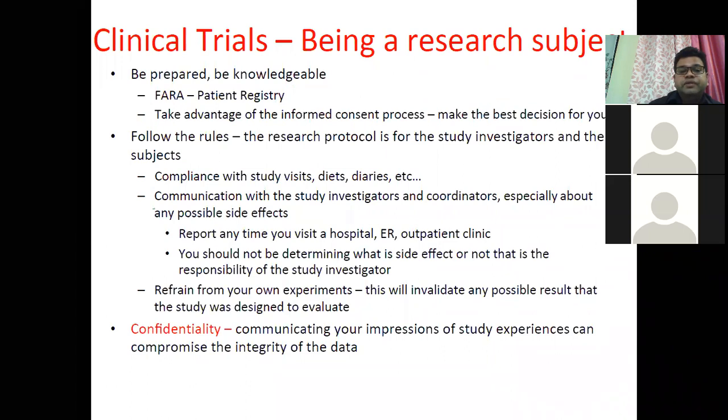So data confidentiality is a very important component. These are some rules or protocols used about these clinical trials. Data confidentiality is a very important thing. As I have told, communicating your impressions of study experiences can compromise the integrity of the data. So you must be very aware about the clinical study.